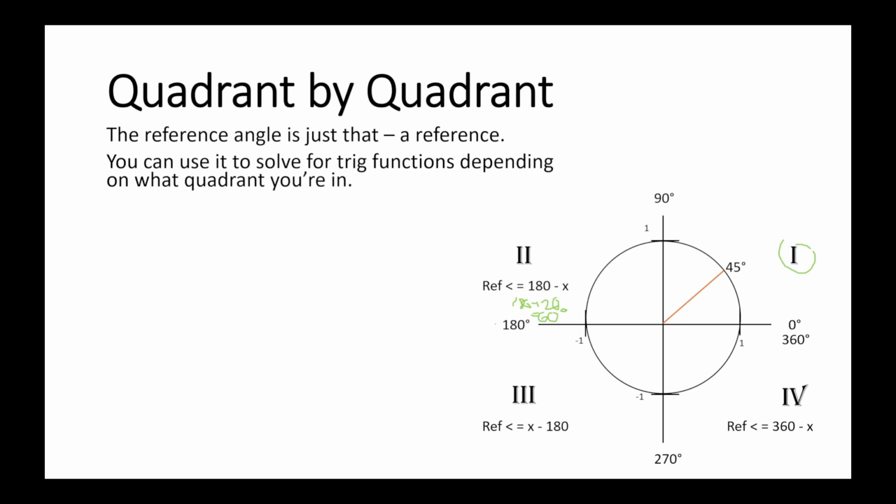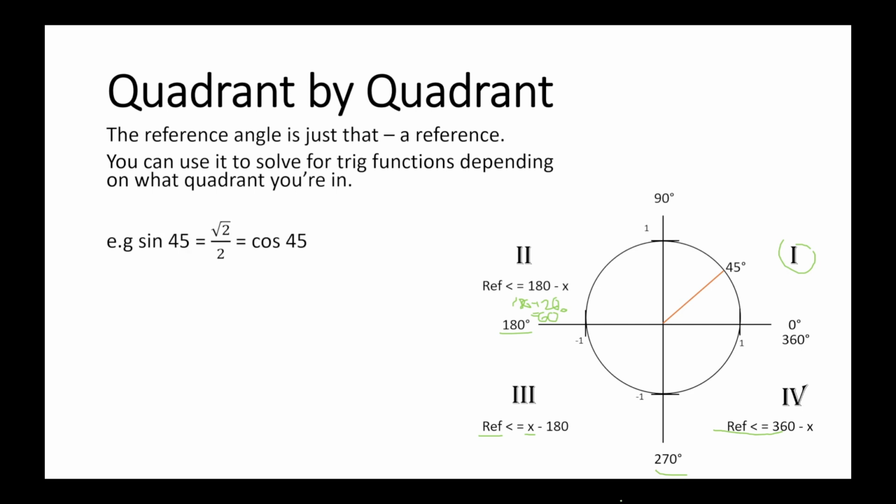So if I'm somewhere between 180 and 270 degrees, I can find my reference angle by taking that, plugging it in for x, and subtracting 180. And then there's also a rule here for the 4th quadrant. So rather than me continuing to tell you about this, let's actually try an example.